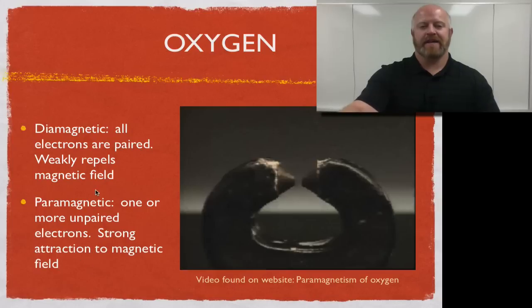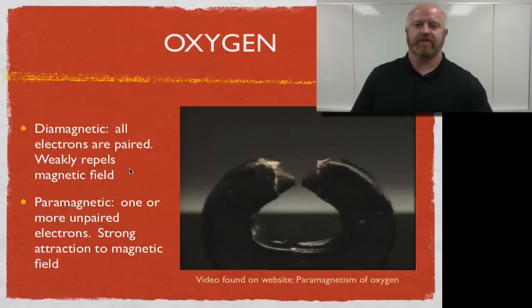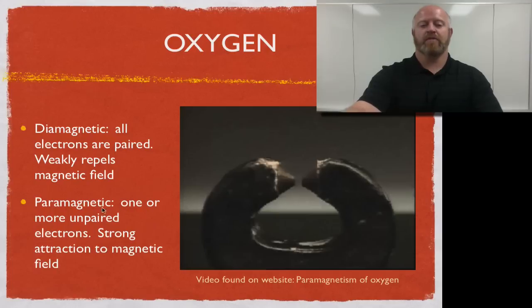If they're diamagnetic, meaning everything is paired up, they actually will repel themselves away from a magnetic field. So if you have a gaseous state or a liquid state, they will actually push away from a magnetic field slightly if they're all paired up. If they have one or more unpaired electrons, they're paramagnetic, we call that. When that happens, the molecule actually attracts itself very strongly to a magnetic field.